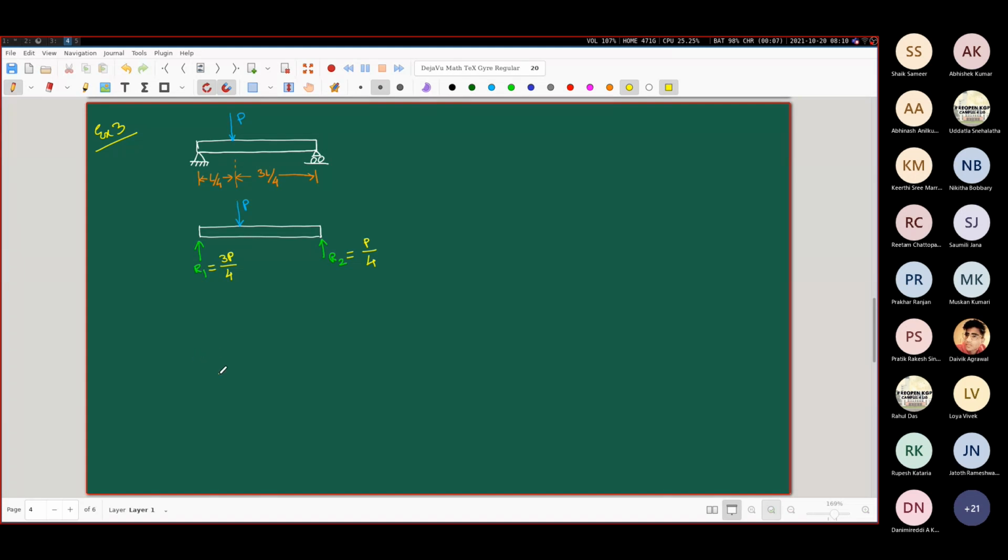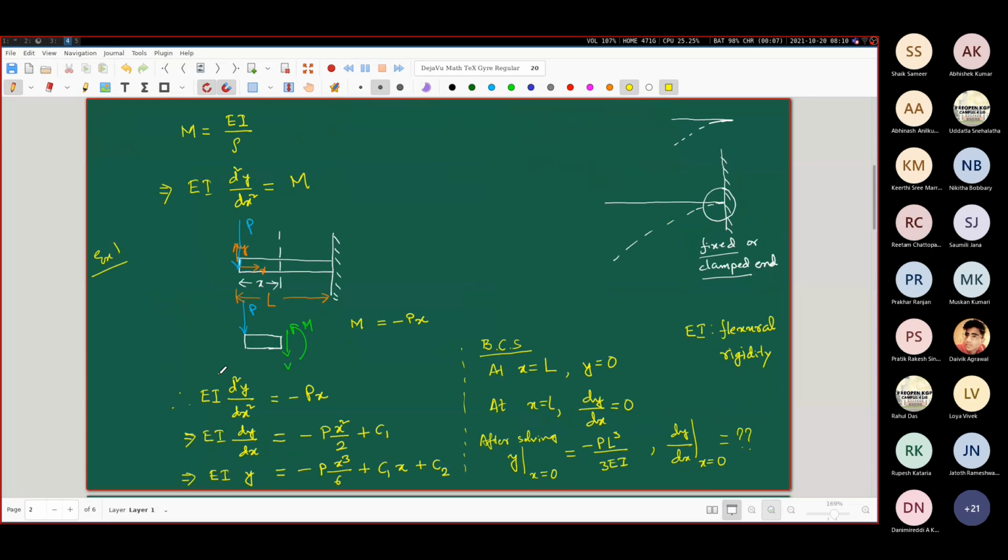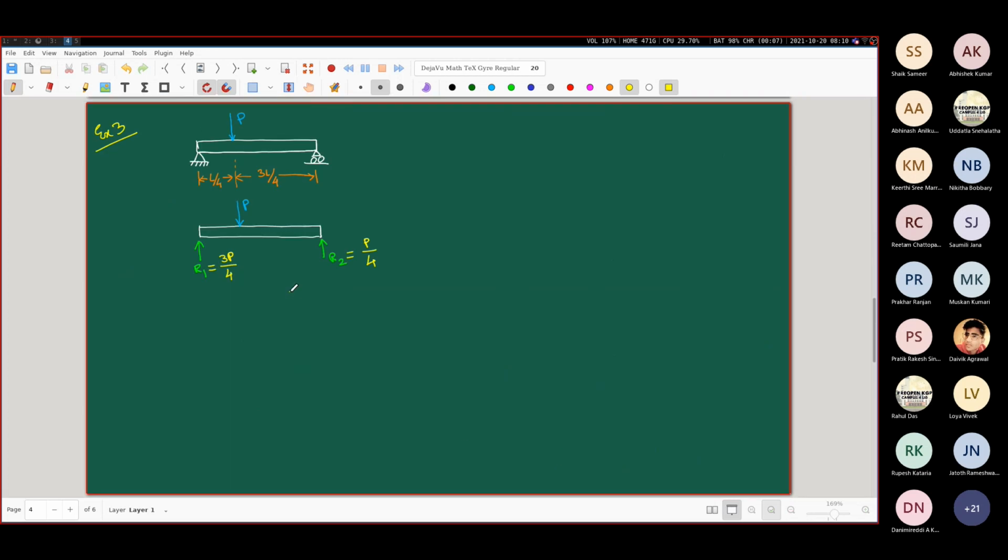Please take a look at the previous pages, maybe this one. What we did here, we took a cut section at some generic distance x from one of the ends, and we considered the expression of the bending moment that is present over that cut section, and we expressed this version of the equation, EI d square y dx square is equal to M. That M we expressed in terms of that internal moment. So can we perhaps do something similar in this current example? Please tell me.